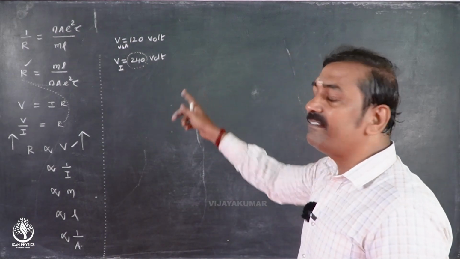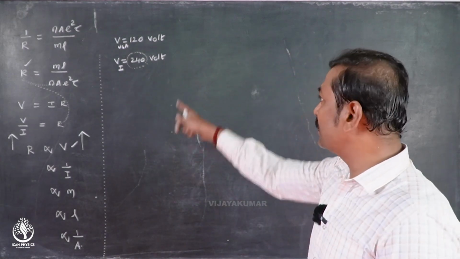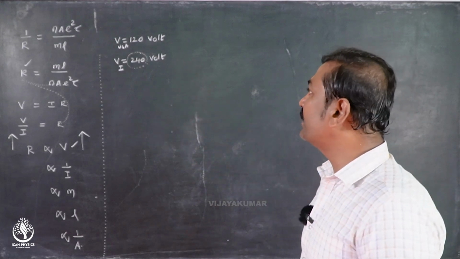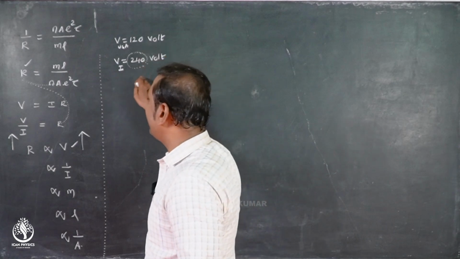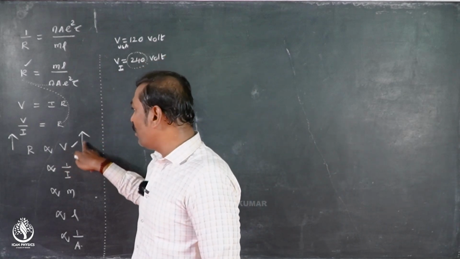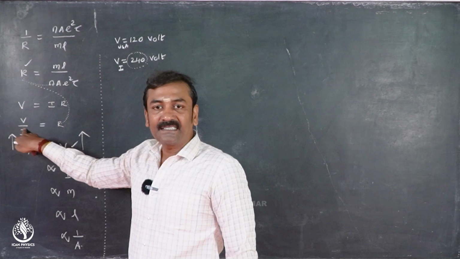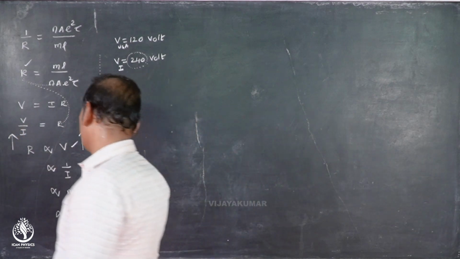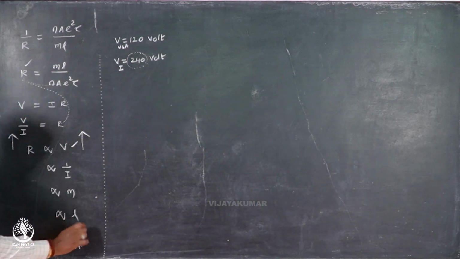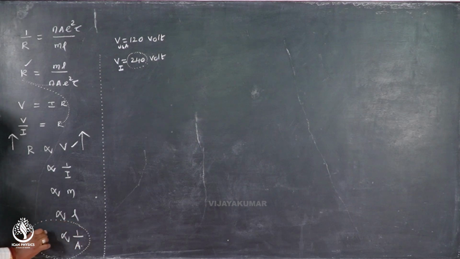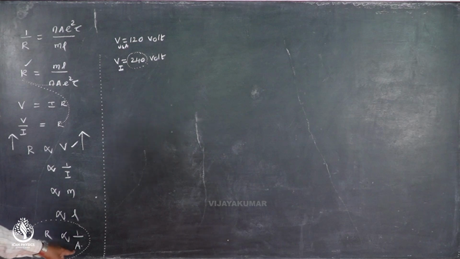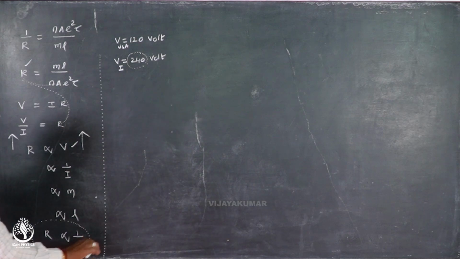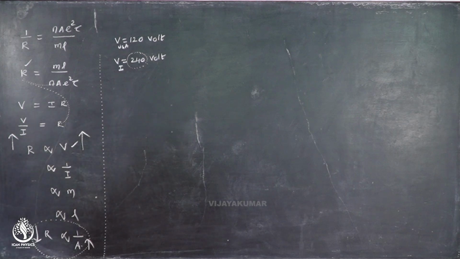We have already discussed this. In USA we have 120 volt, then in India 240 volt. So by using these two values, we can say when the voltage increases, the resistance also increases. Then I directly go to the last one. The resistance is inversely proportional to area. So when the area increases, automatically the resistance decreases.